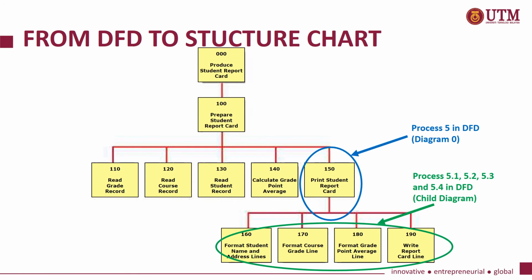Okay, based on the DFD diagram 0 and child diagram in the previous slide, you can translate or draw the structured chart like shown in this slide. Okay, firstly, you can draw or create a module for the process five in DFD diagram 0 like this. Then, for this print student report card module, you can draw or create 4 modules that translate each process of the DFD child diagram.